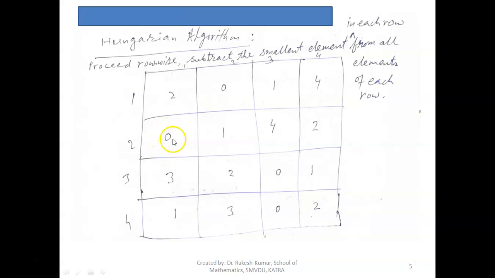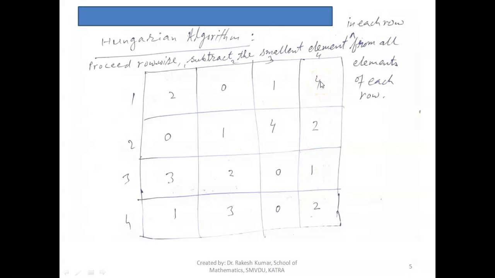Now the elements are like this. In the first column, 0 is the minimum cost, so subtract 0 from all others and all the entries remain the same. Here again 0 is the minimum, so all entries remain the same. Then here again, and you see this fourth column, here 1 is the minimum, so subtract this 1.